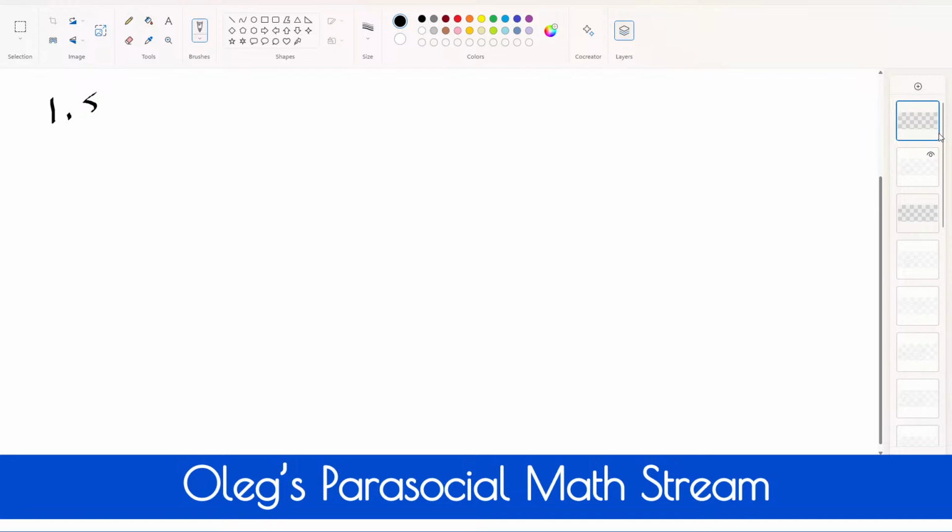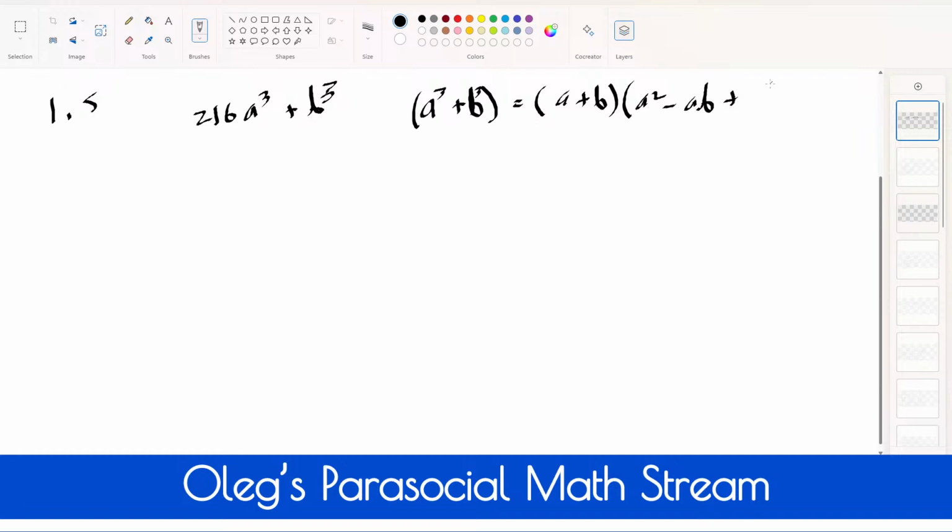Let's do now. So we have 216, a to the third power plus b to the third power. So it's going to be, again, a plus b. a cubed plus b cubed is equal to a plus b, same, a squared, opposite, ab, always positive, b squared. Okay, so, well, let's see here.